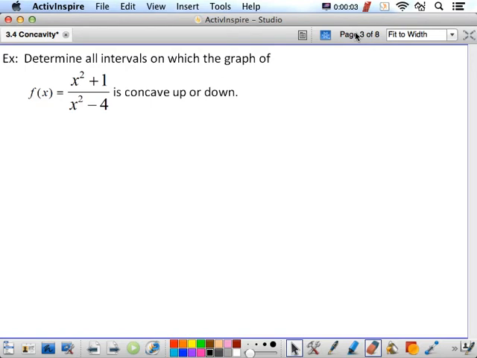We want to determine all intervals on which the graph of f of x equals x squared plus 1 all over x squared minus 4 is concave up or down. So that means I need the second derivative. And because I have variables on top and bottom, I have to go straight for the quotient rule just to get the first derivative.